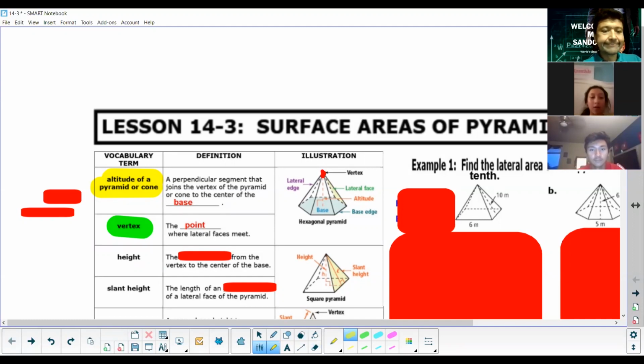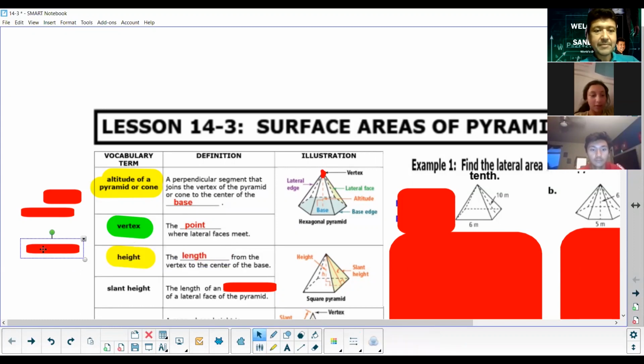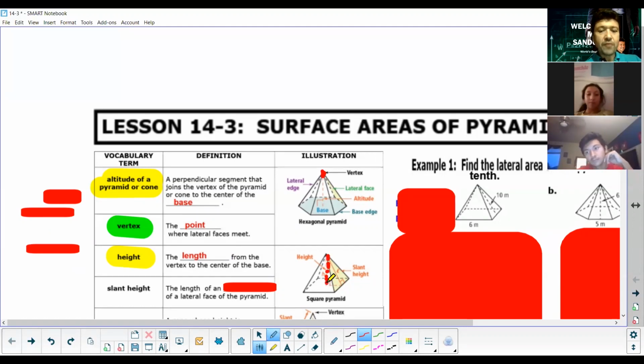Height. The distance from the vertex to the center of the base. Yeah, so it's very important for us to be able to discover height because even though it's used sometimes in the formulas, it's not a direct thing, it's like a helper. And we'll discover why as we do more problems. All right, Marcus, go ahead and read the next one.